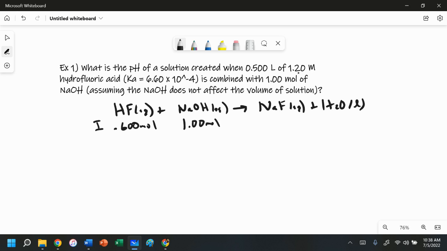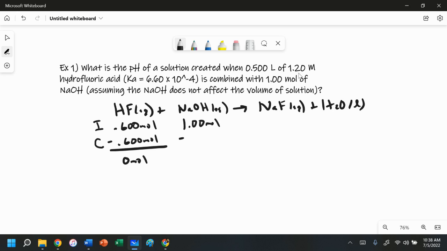Now notice they're reacting in a 1-to-1 ratio. So the substance that I have fewer moles of is going to be my limiting reactant. It's going to limit the extent that this reaction can take place. I have excess sodium hydroxide, so it is going to react with the limiting reactant. So our change in moles is going to be a complete reaction of our limiting reactant, which is going to leave 0 moles of our limiting reactant left over.